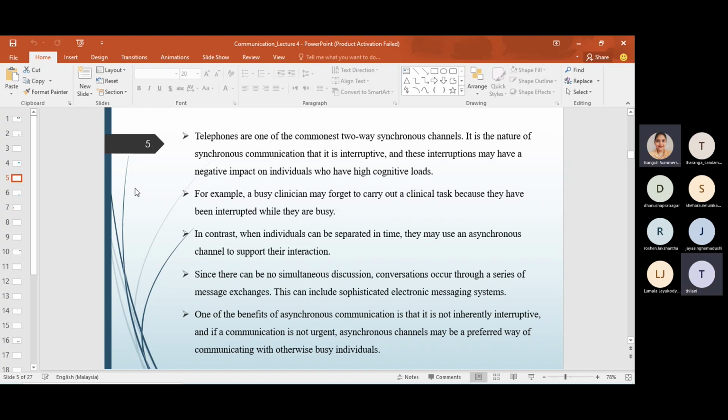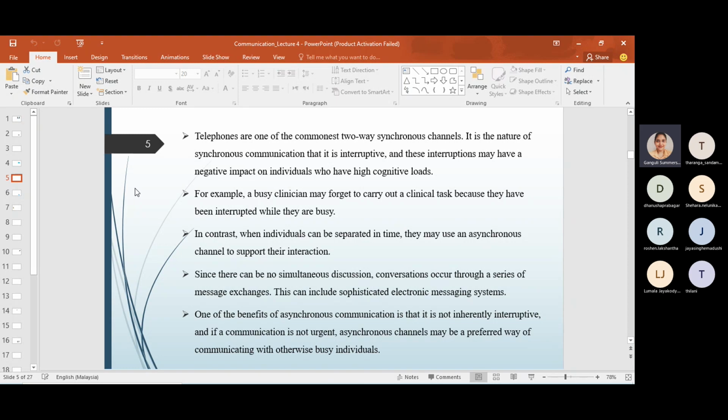Okay, so there are advantages as well, because synchronous communication allows both the parties to express themselves at the same time. That is a huge advantage. But there is a disadvantage as well, because synchronous communication is interruptive. The other person can interrupt the conversation. So these interruptions can sometimes negatively affect some individuals.